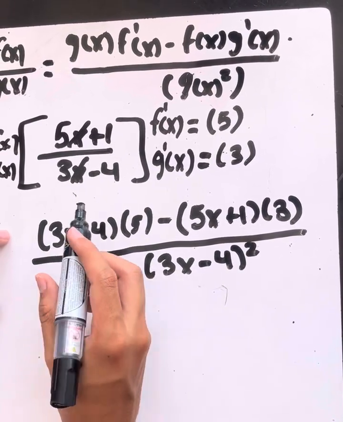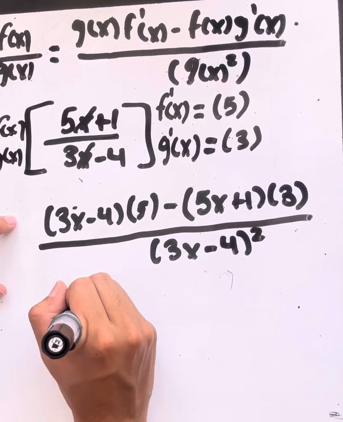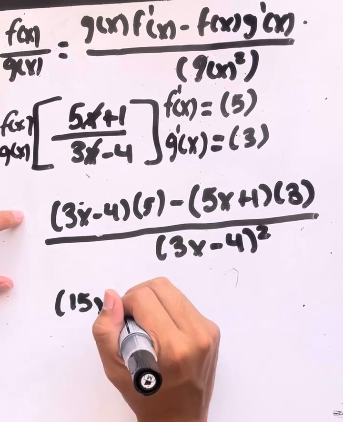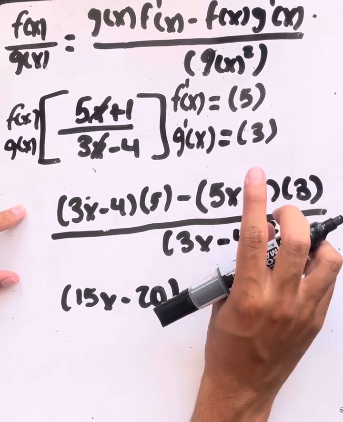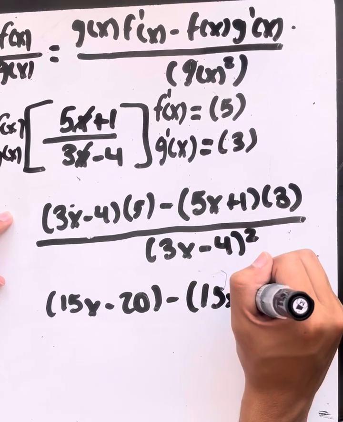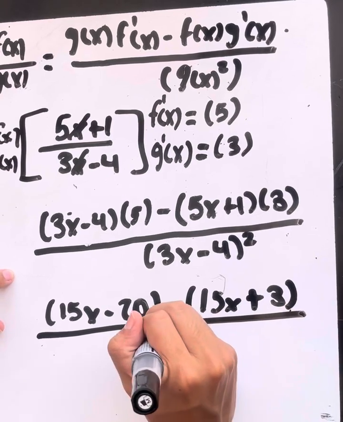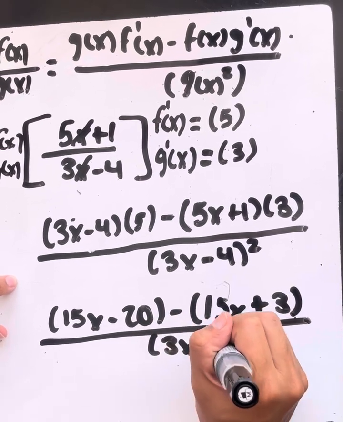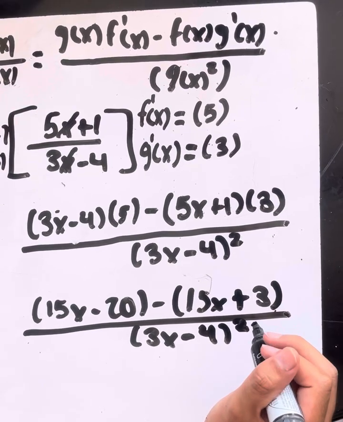So let's do this. 3x times 5 equals 15x. Negative 4 times 5 equals negative 20. 15x minus 20. This will be minus 5x times 3 equals 15x. And 1 times 3 equals 3. We copy this, 3x minus 4 squared. And now we just solve this.